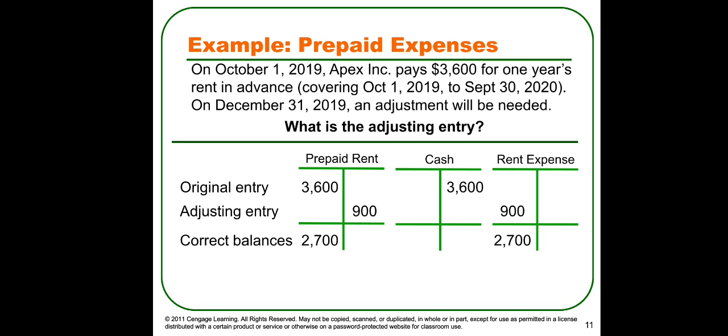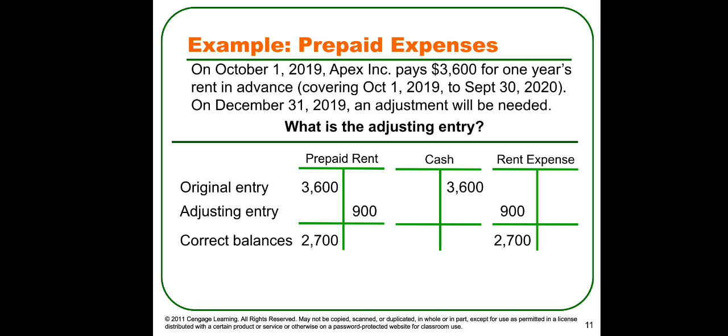So when the transaction happens, the record is debit prepaid rent, because asset increases, and then credit account cash, because the business pays cash out. There is a cash out. So that is the original entry at 1st of October 2019. The second step is you have to calculate for year 2019 how much is the rental expense.